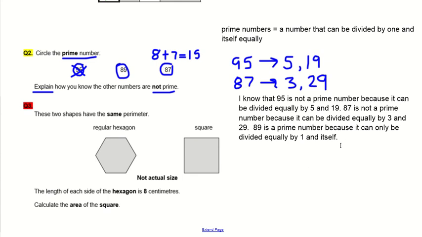Now, hopefully you've written something similar, year 6. It doesn't have to be exactly the same, but you need to have explained that 95 can be divided by 5. You'll need to have explained that 87 can be divided by 3 equally. And you'll need to just show that you know 89 is a prime number. Now, I am going to rub this out. I'm going to take this off your screen now. So if you need to pause this to be able to mark your work, please pause the video now.